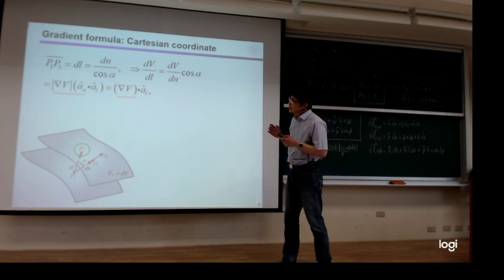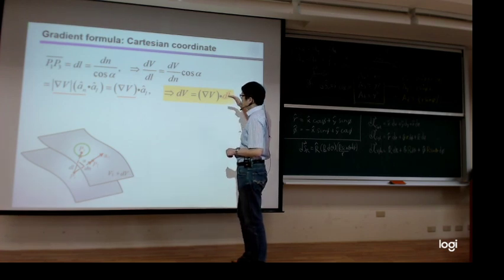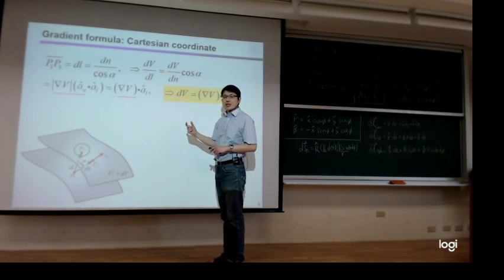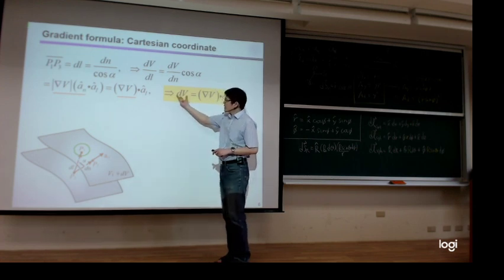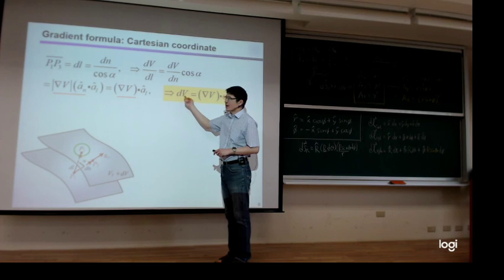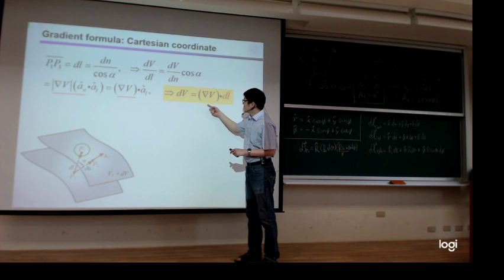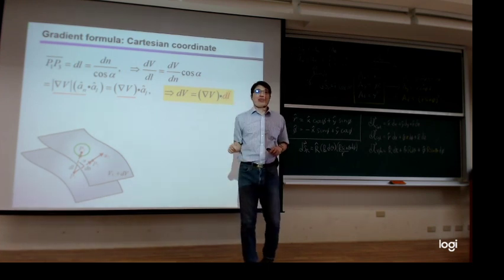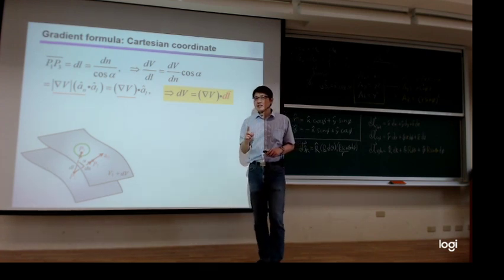So what does it mean? It means if I take my personal choice of path, then the rate of change, the change in my scalar function, would be the gradient making an inner dot product with my differential length. Think about it. Does it make any sense?